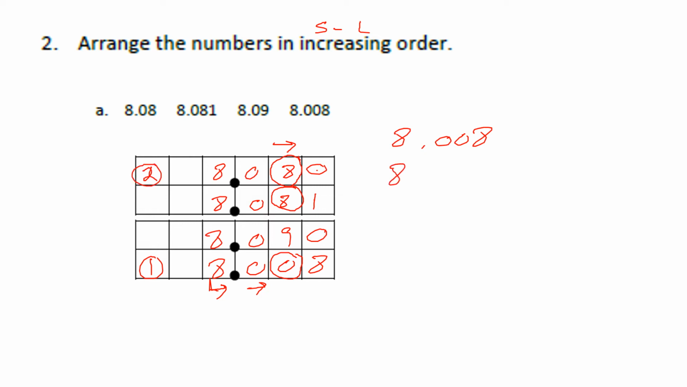And we're going to write 8.08, 8 and 8 hundredths. Now that means the other one we were comparing is going to be our number 3, which is 8 and 81 hundredths. And we'd leave our last one, which is 8 and 09 hundredths.